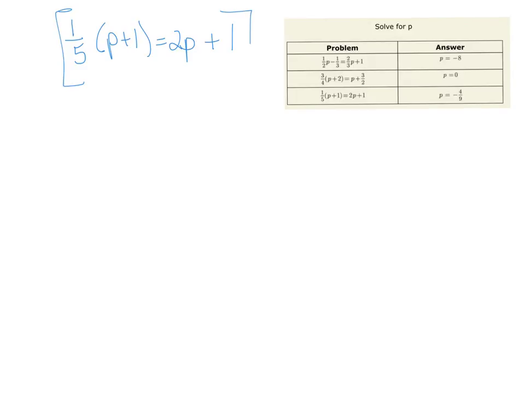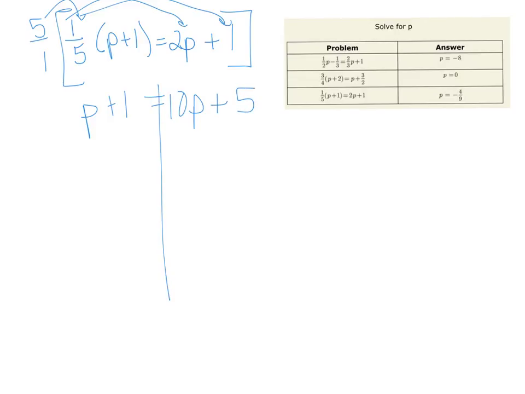Again, I'm going to look at this entire equation. I'm going to multiply by 5 over 1. Therefore, I'm simplifying this equation a little bit. 5 over 1 times 1/5 is just 1, and that's in front of that p plus 1, so it does leave me with just p plus 1 simplified on the left side. But that 5 needs to be multiplied to both terms on the right side. 10p plus 5.